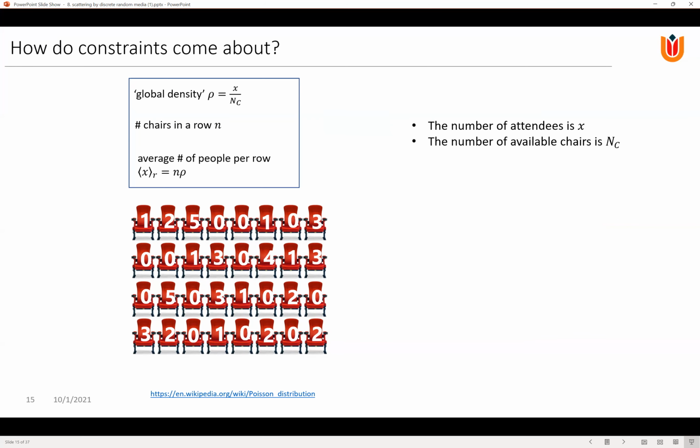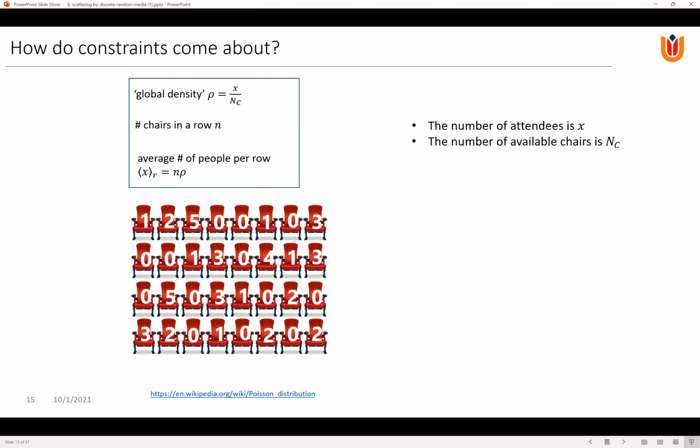So now let's take a look at the statistics of this. Let's say that we know that the number of people that are going to fit in this room is X. The number of chairs is N, and sub C over there. So we can calculate the global density X over N. That is the average number of people in a seat.